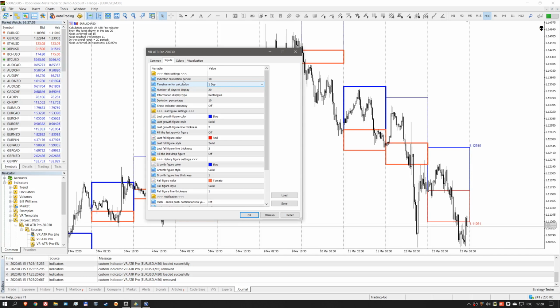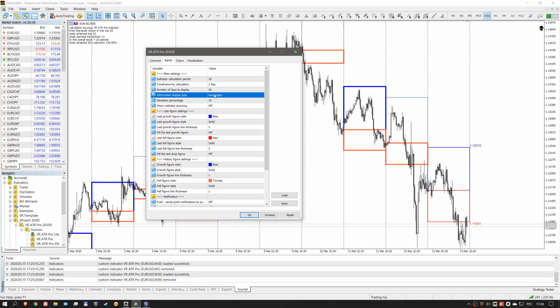Right here I have 1 day set, but the indicator is installed for a 30-minute period graph. If I change the graph to a 1 day period, the indicator will not be able to calculate the data. The next one: number of days to display. How many periods you want to see in the history. I have 20 displayed.